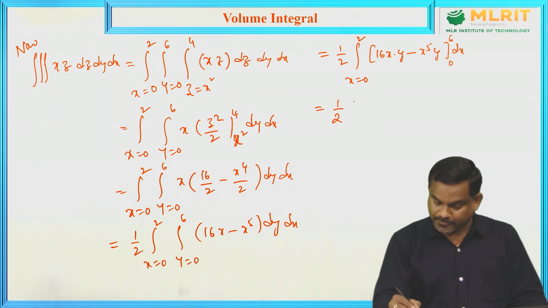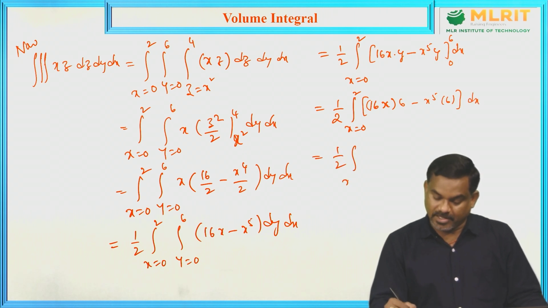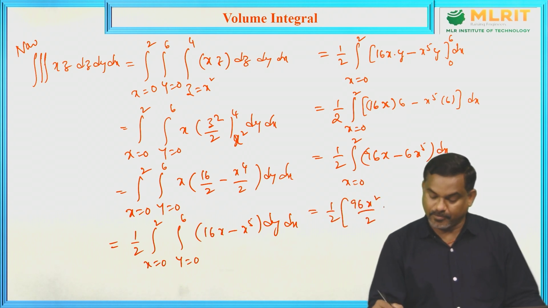So half into 0 to 2, 16x into y is 6, minus x power 5 into 6, dx. So half into x from 0 to 2, 96x minus 6x power 5. So we need to integrate this. Half into 96x square by 2 minus 6x power 6 by 6, from 0 to 2.